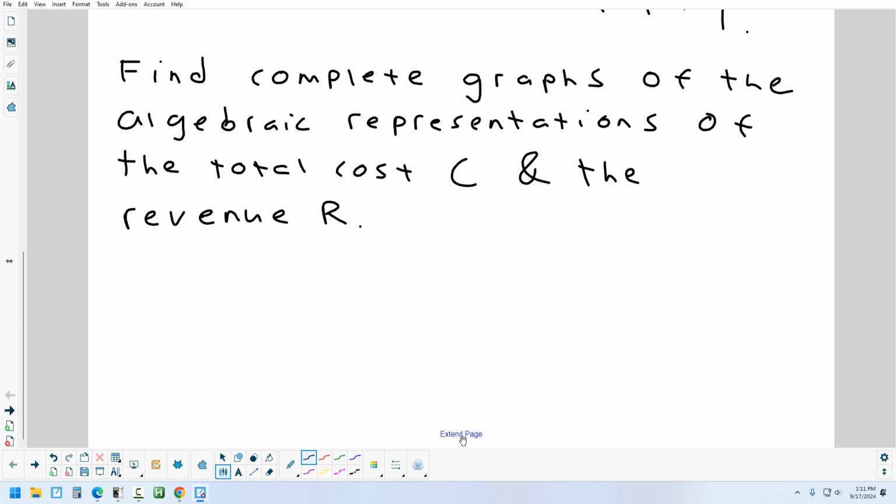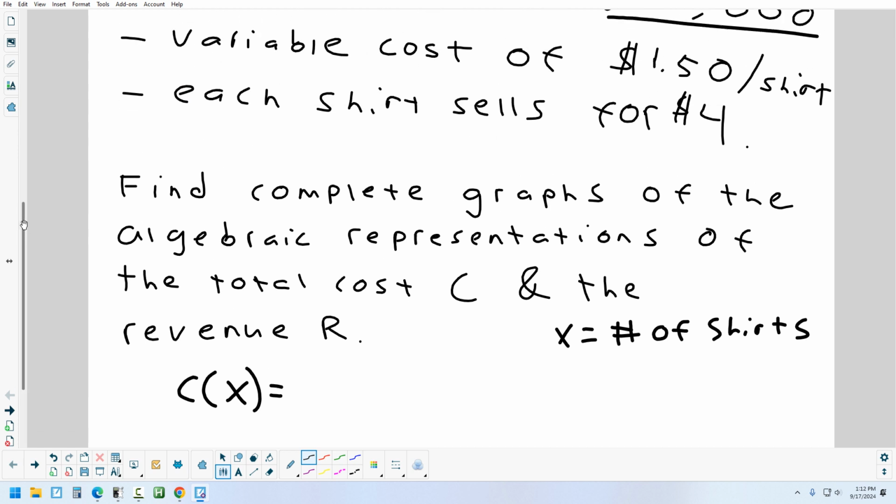All right, let's start with the cost. Let's let X be the number of shirts. The number of shirts that we sell, whatever it is. Let's start with our costs.